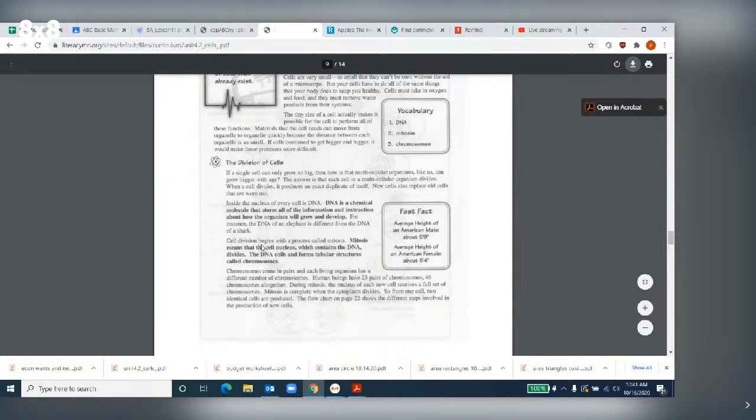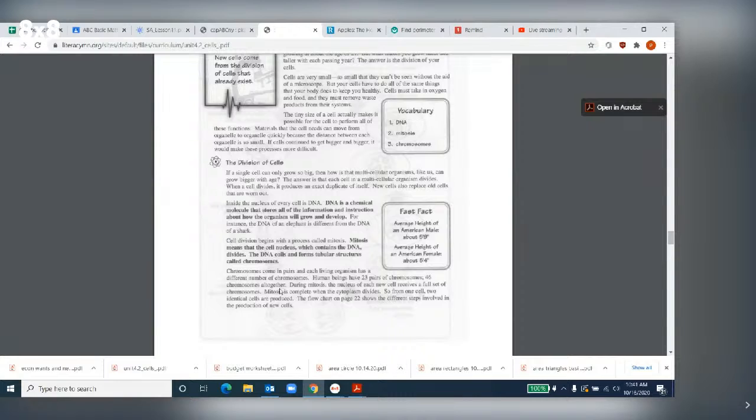Cell division begins with the process of mitosis. Mitosis means the cell nucleus, which contains the DNA, divides. The DNA coils and forms tubular structures called chromosomes. Chromosomes come in pairs, and each living organism has a different number of chromosomes. Human beings have 23 pairs of chromosomes, 46 altogether.